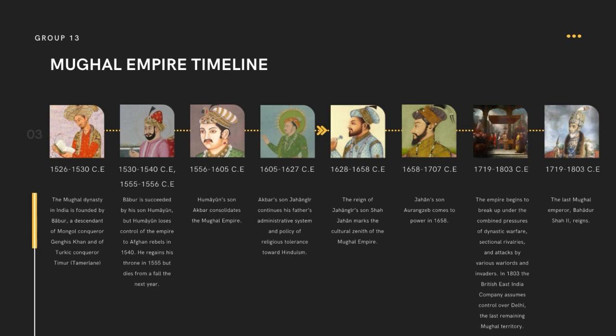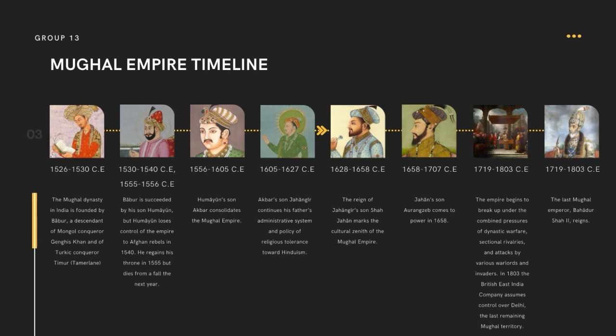1605 to 1627 Common Era. Akbar's son Jahangir continues his father's administrative system and policy of religious tolerance towards Hinduism. 1628 to 1658 Common Era. The reign of Jahangir's son Shah Jahan marks the cultural zenith of the Mughal Empire. 1658 to 1707 Common Era. Shah Jahan's son Aurangzeb comes to power in 1658.